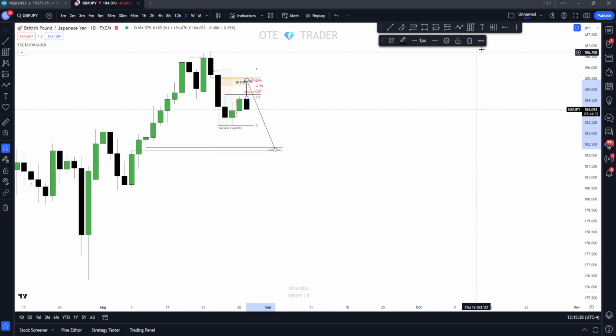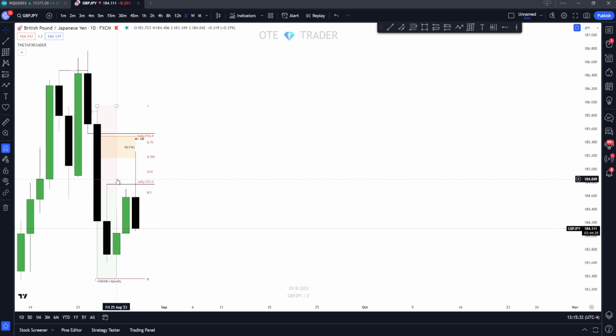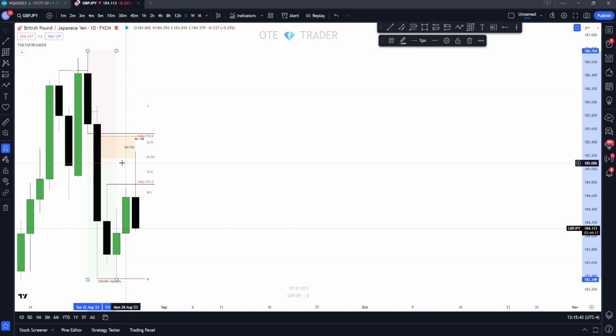Importantly, we need to be in premium, right? In that fair value gap. The fair value gap is in premium over here of this current range. But also if I draw it out all the way up in here, we hit premium also on this daily candle, right? We need to be above this equilibrium line.